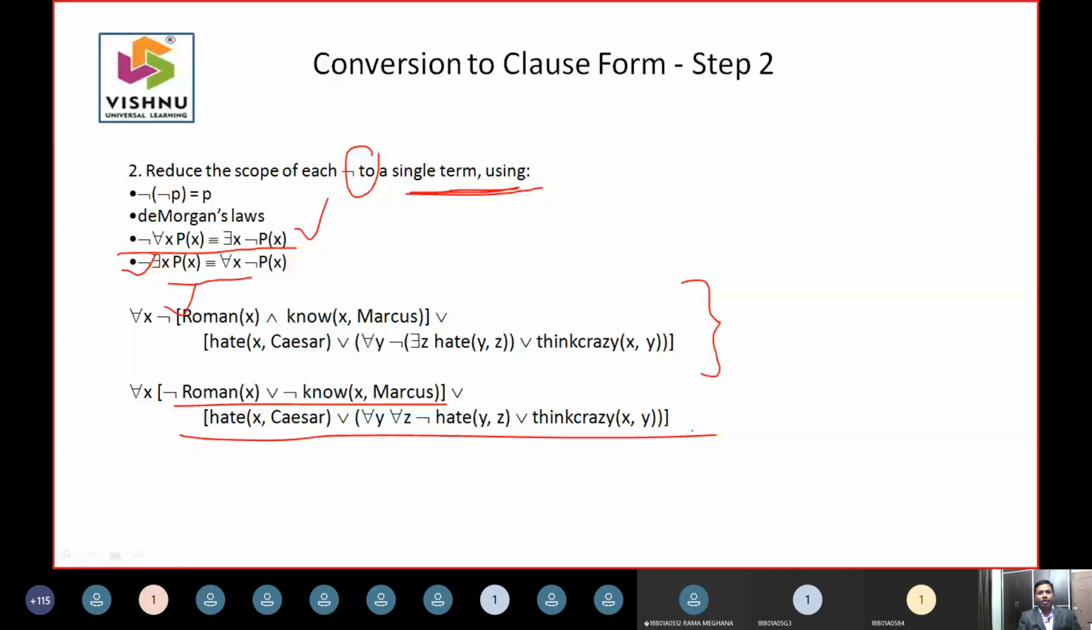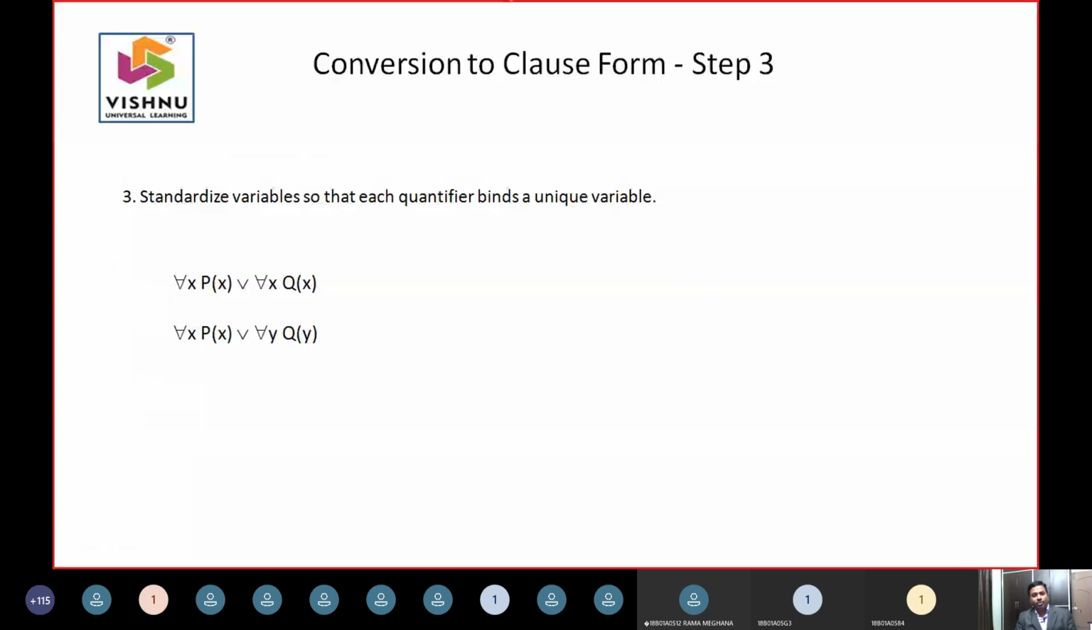So you need to remember all the steps: you have to remove the implication, reduce the scope of the negation, and then use the standardization of variables. We also discussed this yesterday: don't use the same variable like x for two statements. This is a different statement, and this is a different statement. They were combined, but it is better to use an x here and a y here. That is what we call standardization of variables, so that each quantifier will bind to a unique variable.